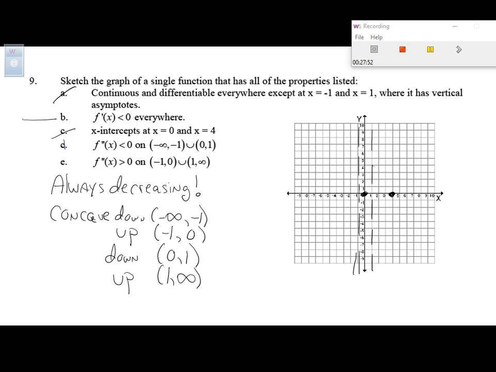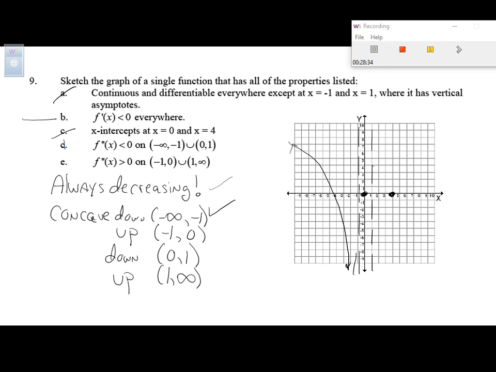Now, there are multiple answers for this problem. So here goes. I need to draw a branch over here that's always decreasing and is concave down. Decreasing and concave down. One possibility would be something like that. That's one possibility. Another possibility, something like that. As long as I'm decreasing and dumping water. So anything like that. So I've taken care of that.